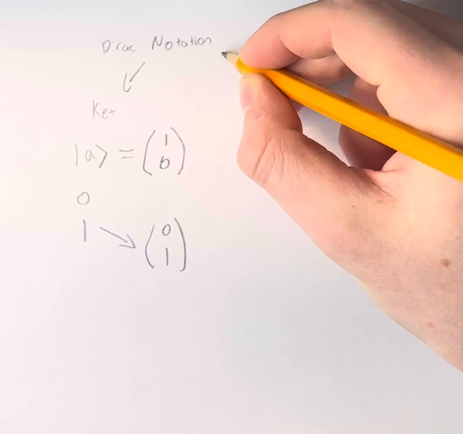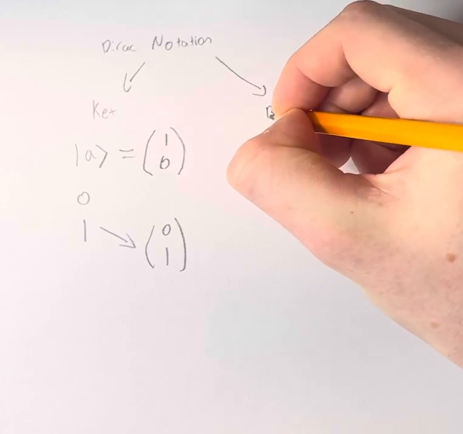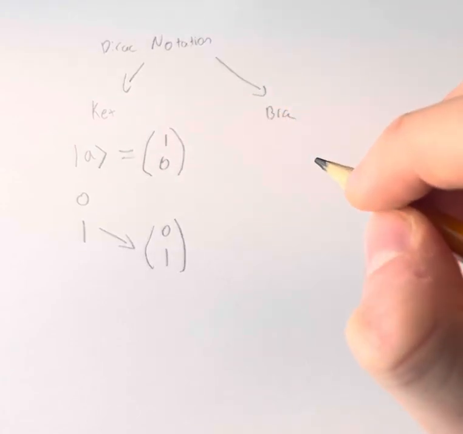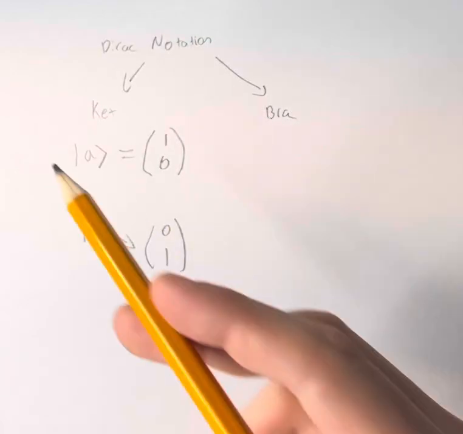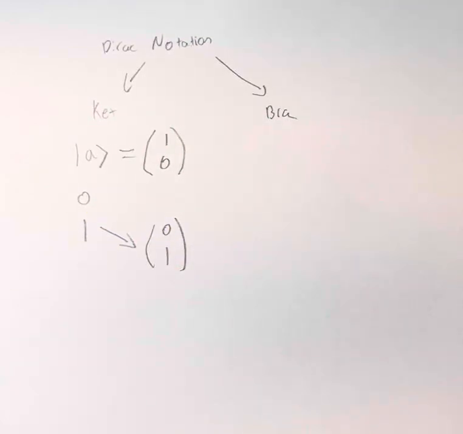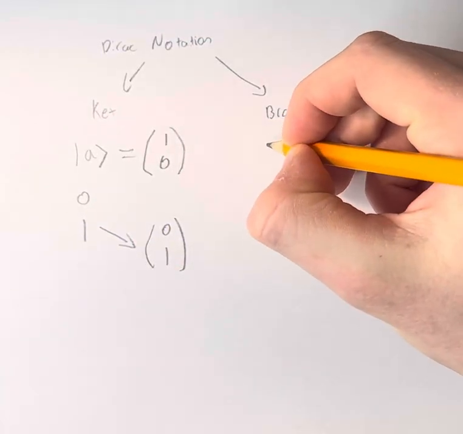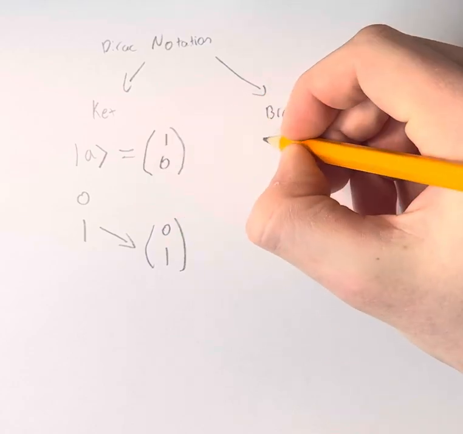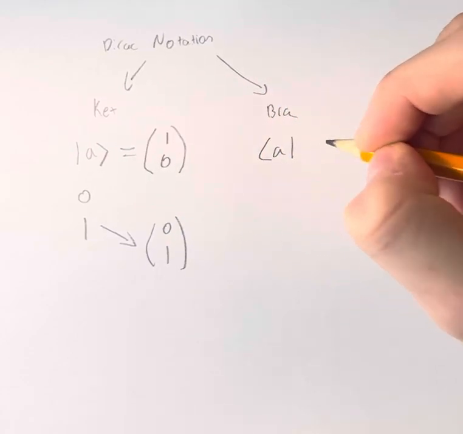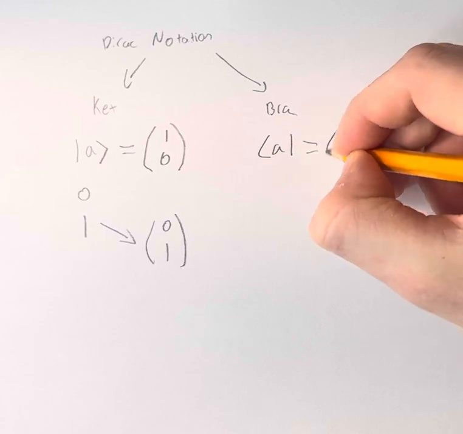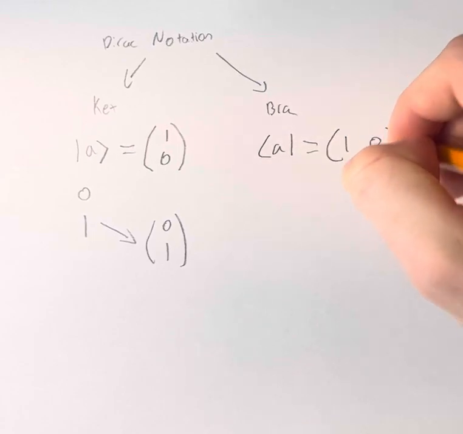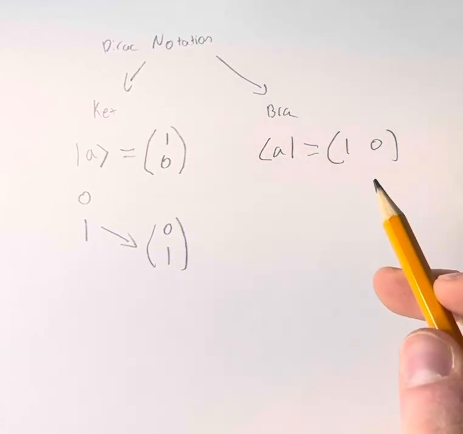Now, the other part of Dirac notation is the bra. If you put them together, it's bracket, like a bracket. Not really sure why it's called that way, but it's kind of the opposite of a ket. So instead of that, it's this. And that represents a row vector. So instead of column vector, it's a row vector.